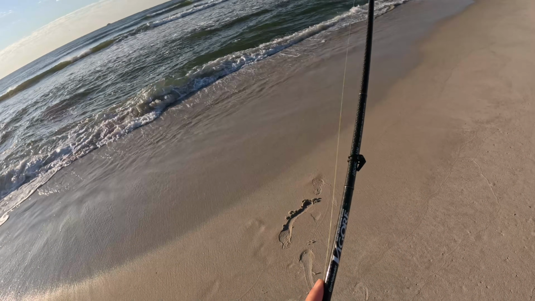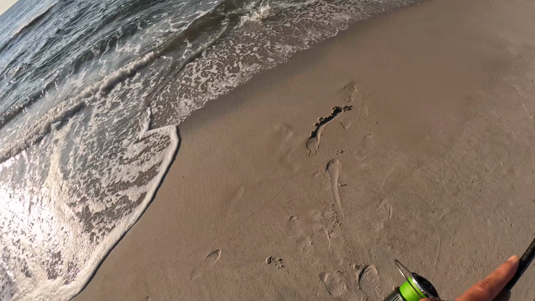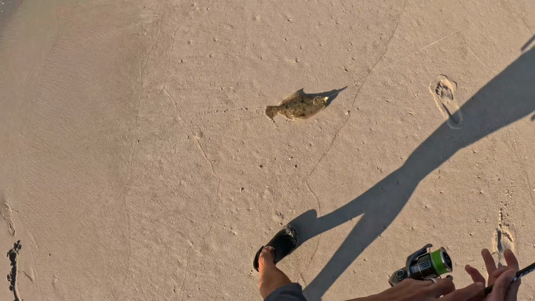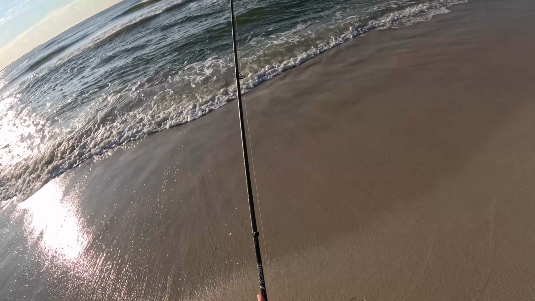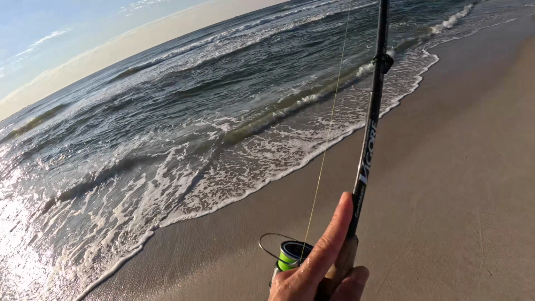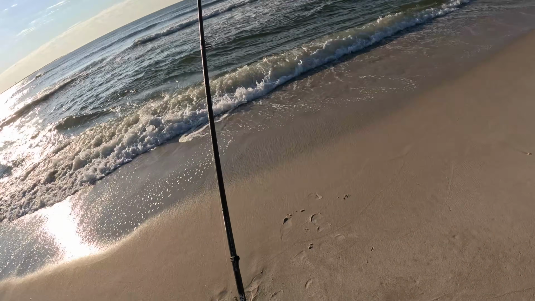Sandbars are nature's way of providing us a barrier against violent forces of waves pounding our shorelines. But what is important to us is that sandbars provide edges for Fluke to hide and ambush their prey. Fluke love edges. Let's be real. The more edges, the better.